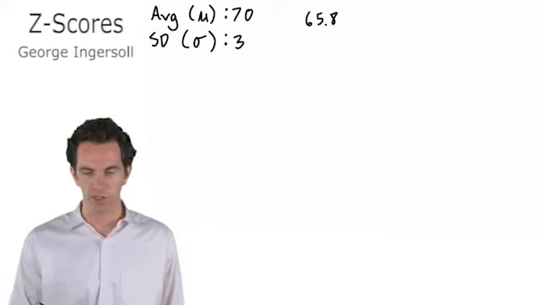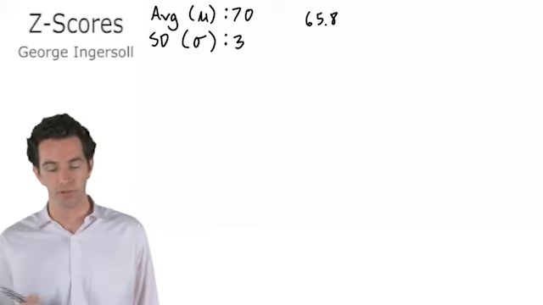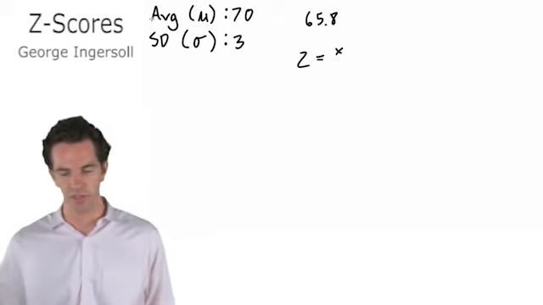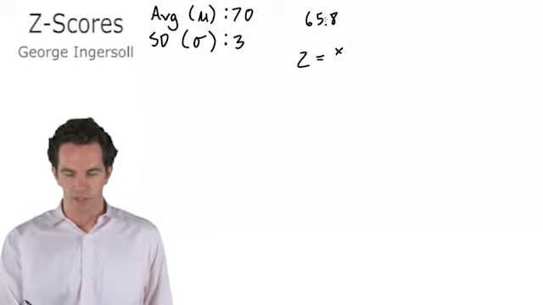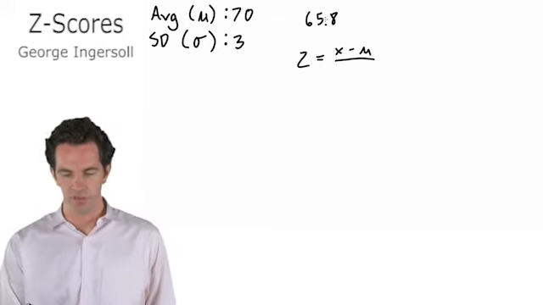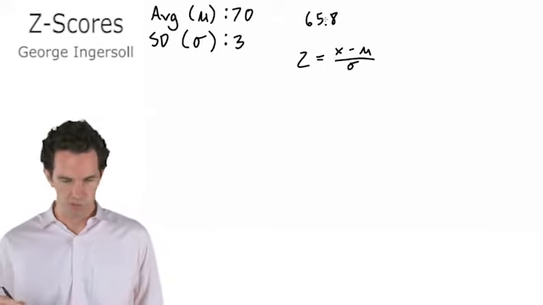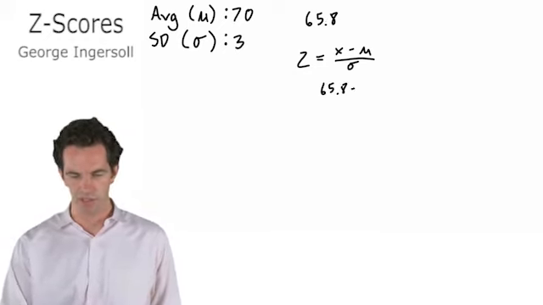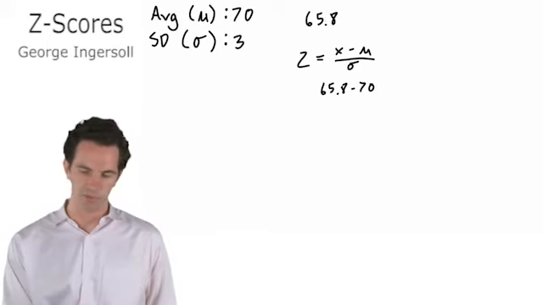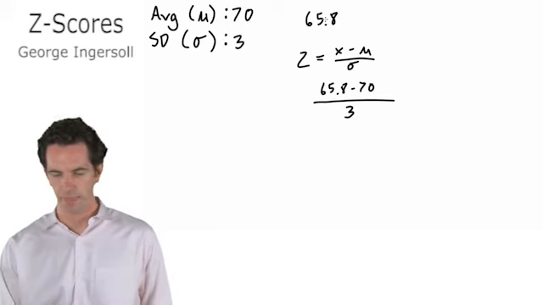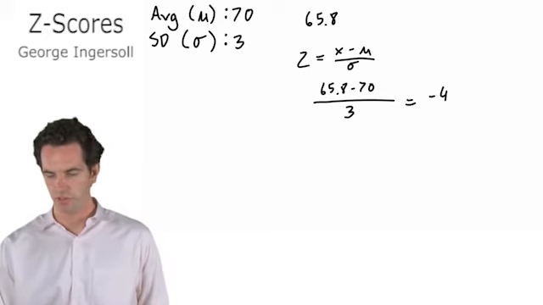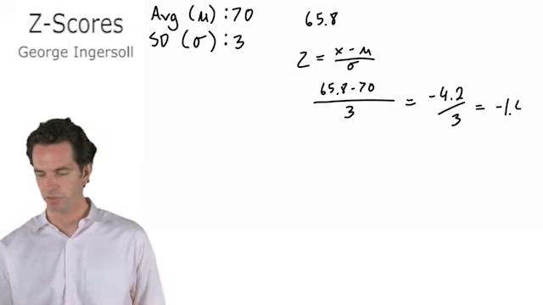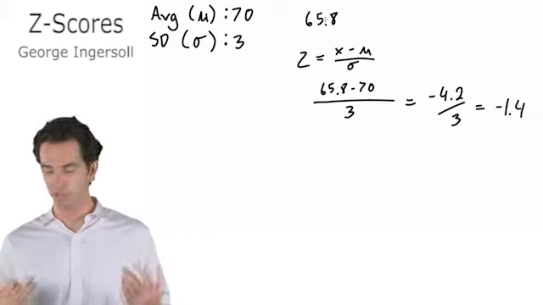All right, so we know we need to use our equation. We know first of all that we need to get the z-score for your height. And so let's use our equation to get the z-score. So z equals x, and that's going to be 65.8 minus the average divided by the standard deviation. So we're just going to plug in numbers here. 65.8 minus 70 is going to be negative 4.2 divided by 3. Negative 4.2 divided by 3 is going to be equal to negative 1.4. That's our z-score. Our z-score is going to be negative 1.4.